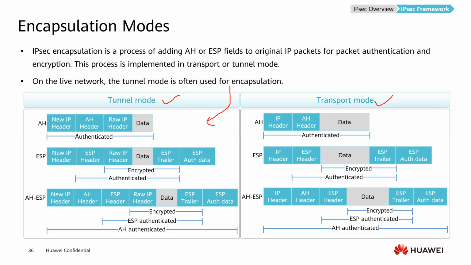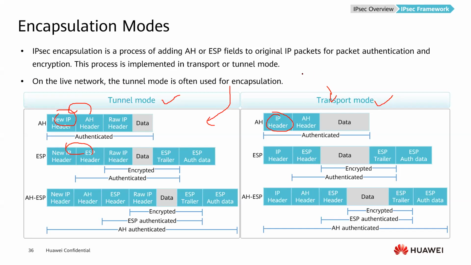So let's talk about the difference between the tunnel mode and the transport mode first. Tunnel mode means you will put a new header before the IPsec header. You put a new header. And transport mode means I will still use my old IP header. Okay. So when should I use tunnel mode, and when should I use transport mode? Very simple idea.